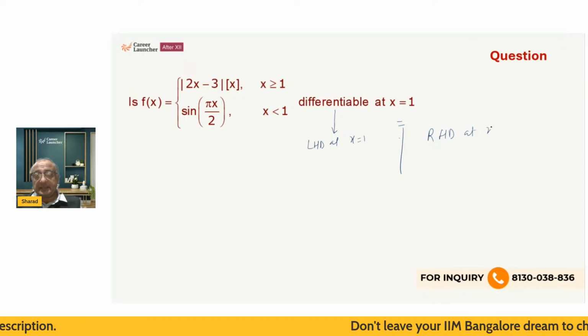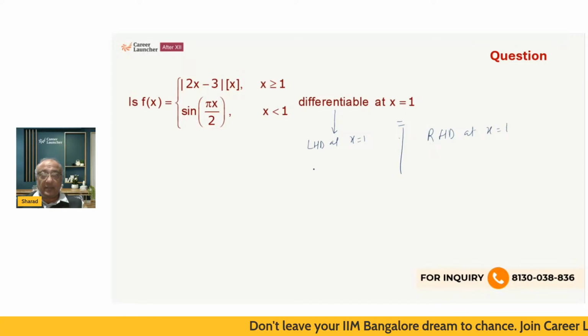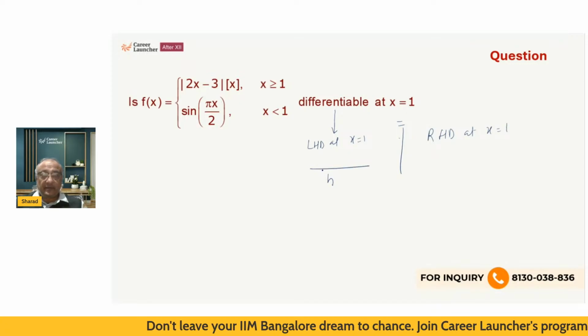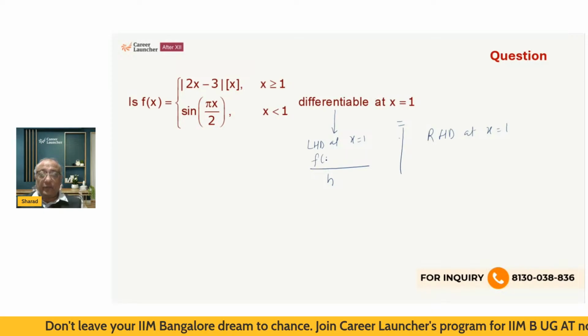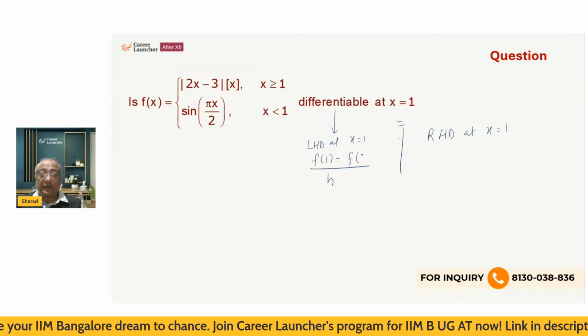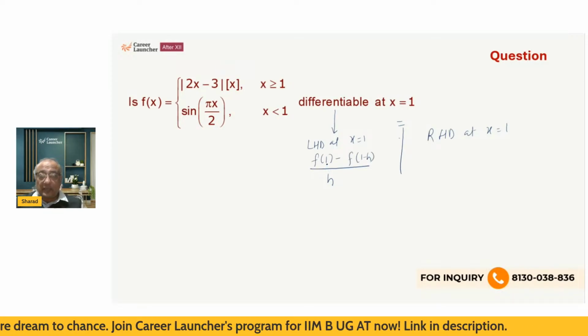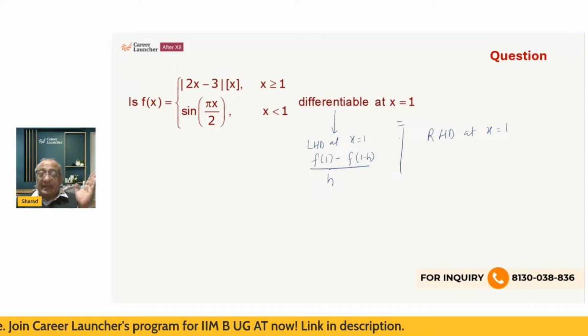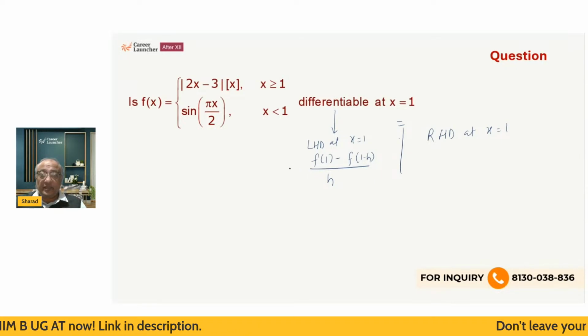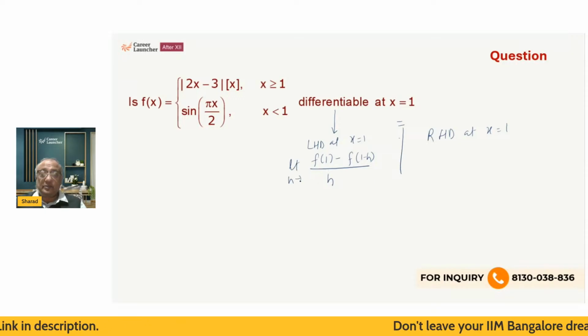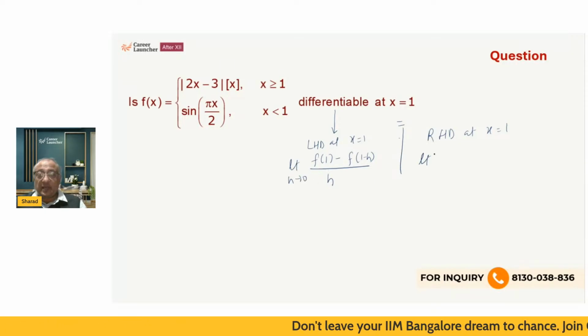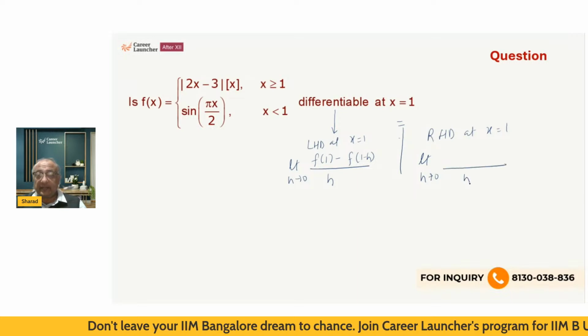So what is left hand derivative? It is simple. Just write h here and write f of 1 minus f of 1 minus h. Because we are going to the left of 1, it is 1 minus h, so we subtract 1 minus h from 1 to get h. And here, limit h tends to zero. So you can always start like this when creating the right hand or left hand derivative.